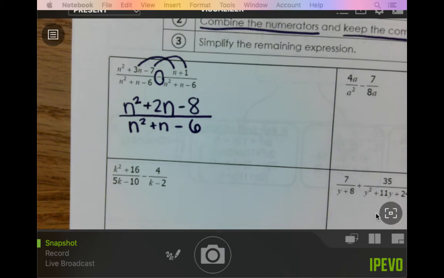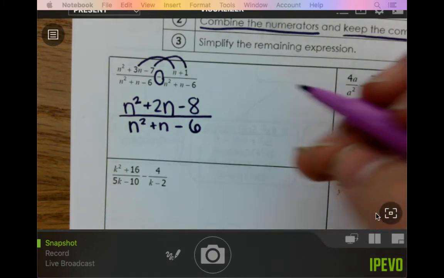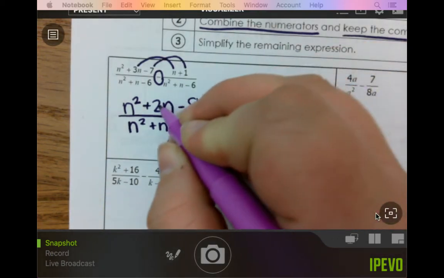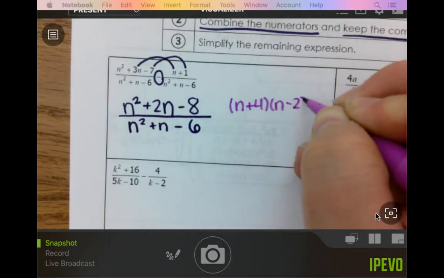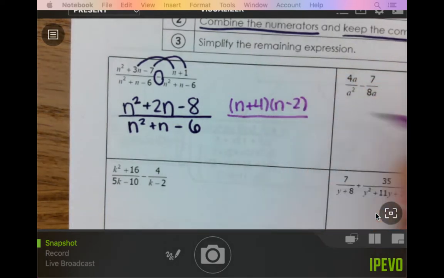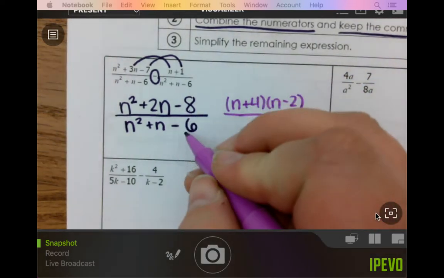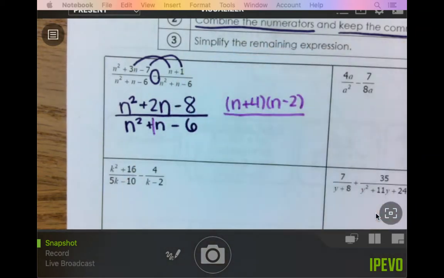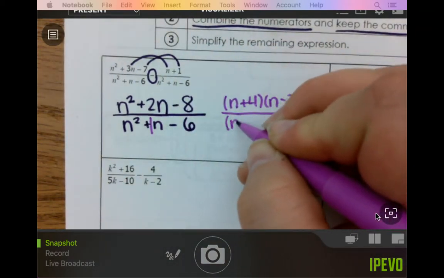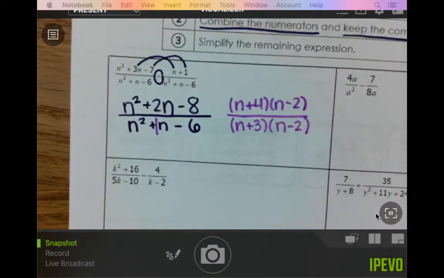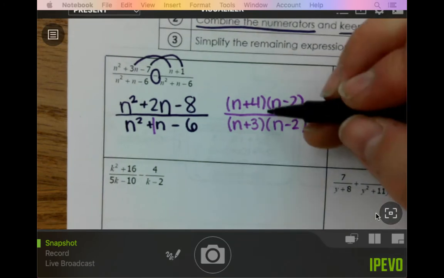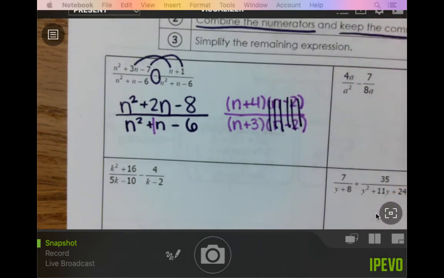And then this is the part where the factoring comes into play. The only time you actually have to factor on this problem is we're going to find the two numbers that multiply to -8 and add to 2, 4 and -2. And on the bottom, what multiplies to -6 and adds to 1? 3, -2. So that we can cross them out. And this is our answer.